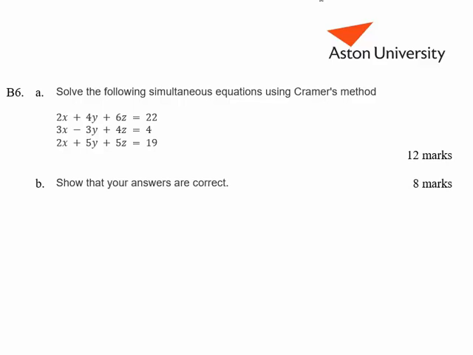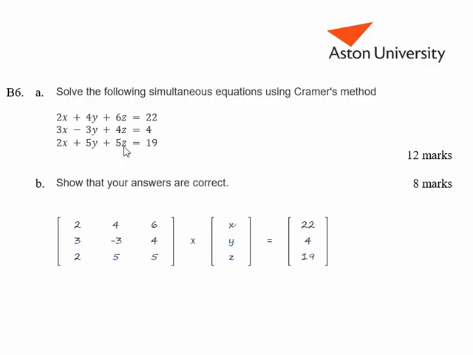The first thing we have to do is to rewrite the simultaneous equations in matrix form. So we take the coefficients of the x terms, the y terms and the z terms and put those in a 3x3 matrix. Then we have a vector of the x and the y and the z, and that is equal to the constants on the right hand side.